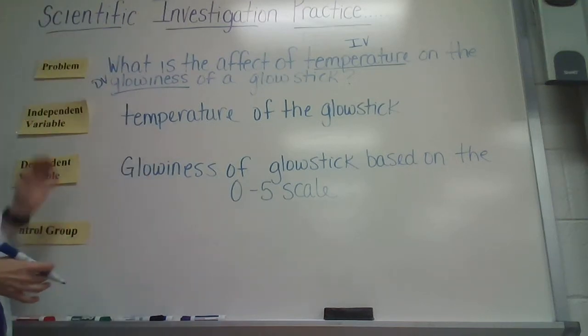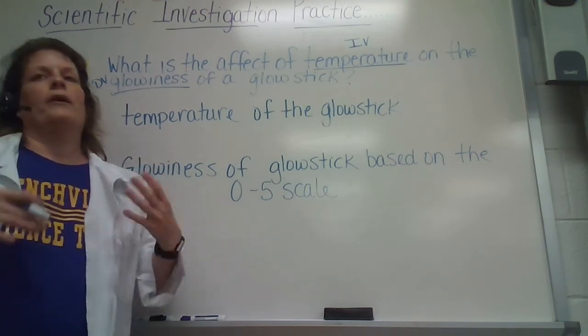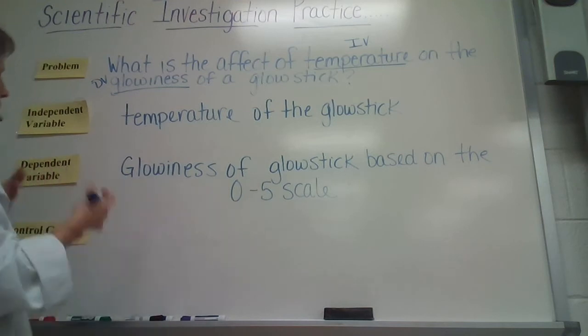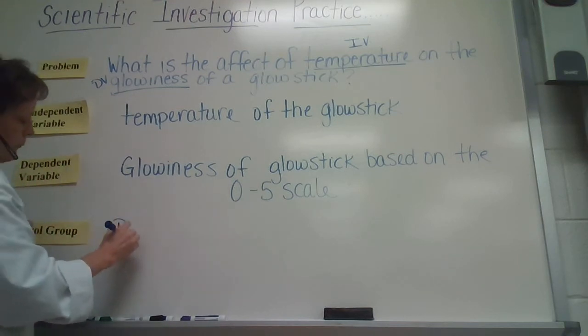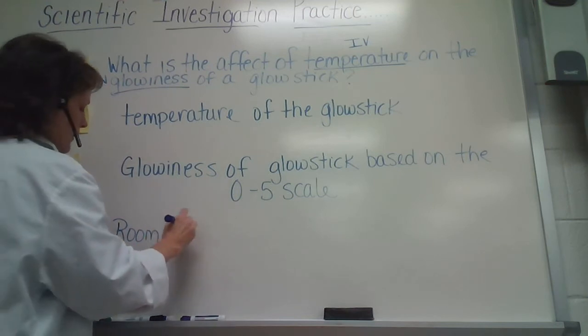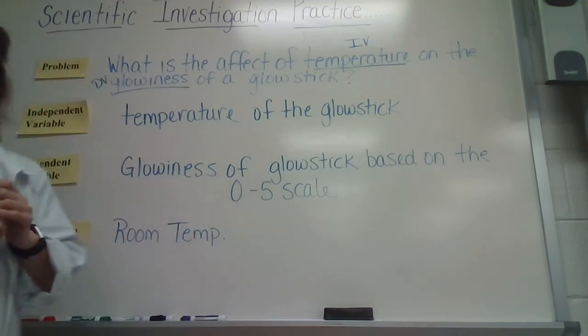All right, our control group for this one, if you think about it, we've got hot water, we've got cold water, we've got room temperature water. Generally, if you're just sitting around, things are going to be the normal temperature, room temperature at least, in a lab or in a controlled setting. So our room temp, we would call our control group.